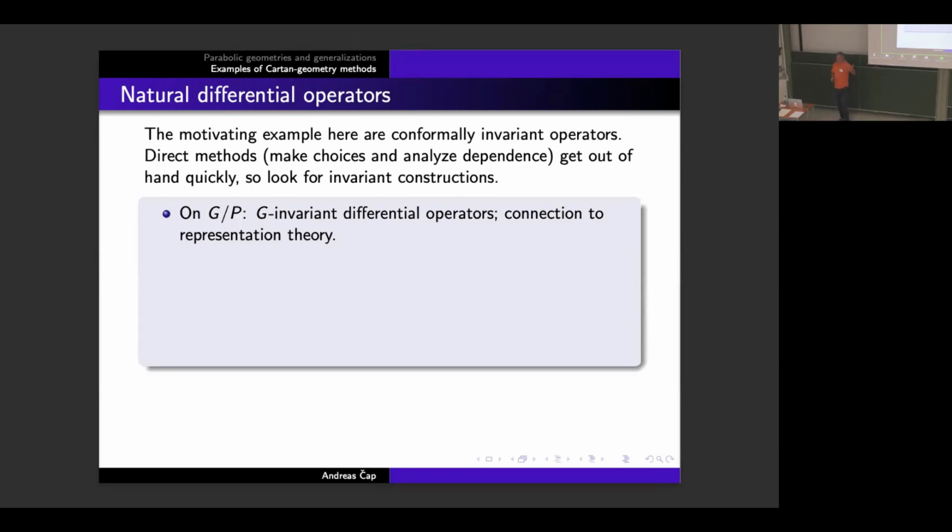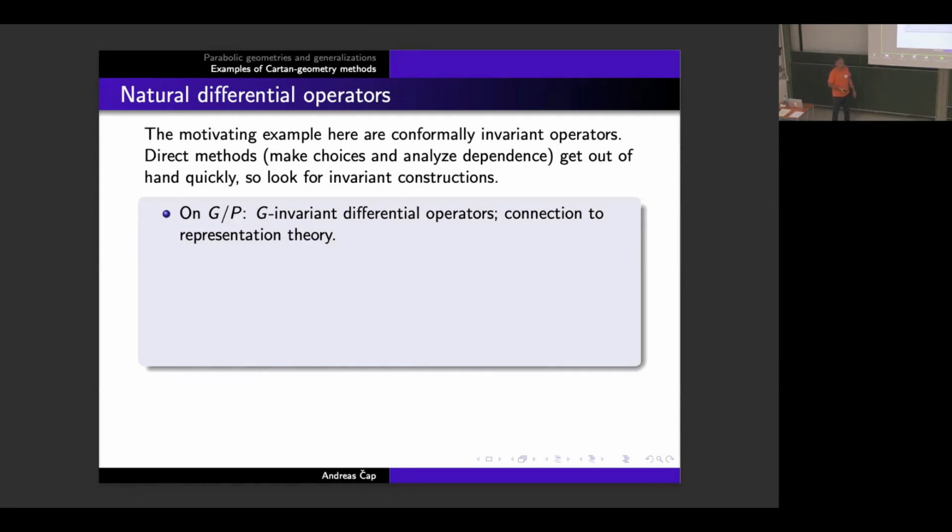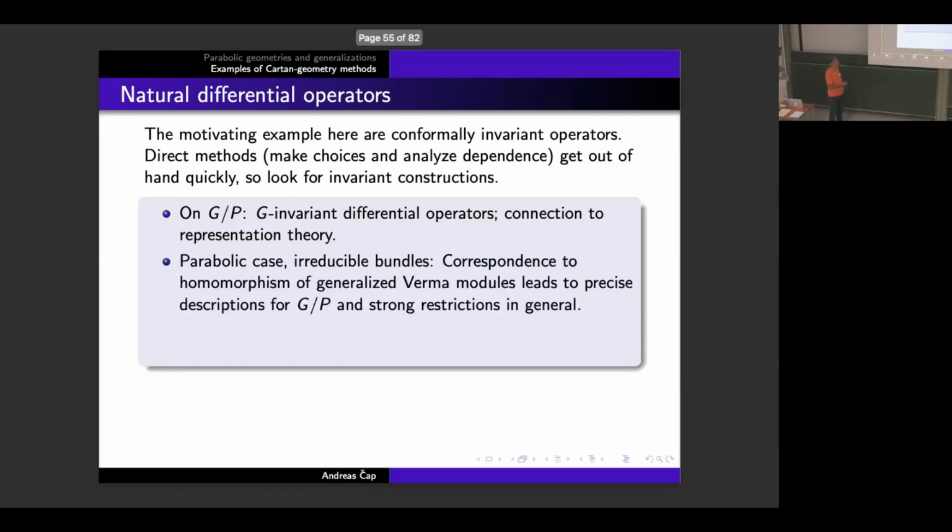And again, this is something that holds for conformal geometry, but it actually extends to all parabolic geometries. If you look at the homogeneous model, then you just get what are called G-invariant differential operators. So if you have a homogeneous space, you form appropriate bundles. The group acts on the space of sections, and you're just looking for differential operators that intertwine this action. And this is what representation theorists spend their life with. So there is quite a bit of information coming from representation theory.